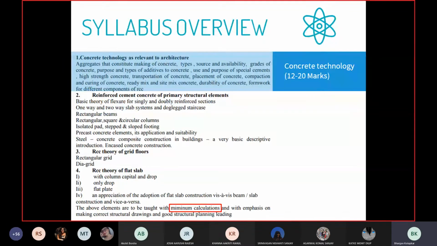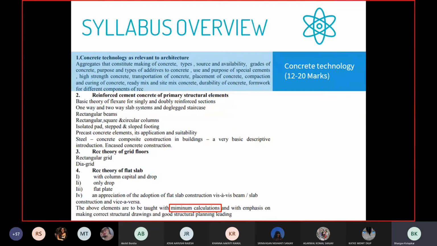specifically about concrete, the grades of concrete, the purposes and types of additives in concrete, the use and purpose of special cement, so various types of cement, various types of concrete, then the process that is involved in concreting, right from transportation to placement to compaction and finally curing. I understand from my previous experience that you've already learned this before, but I'm not sure if there has been any change in the syllabus lately, and for some reason you haven't learned these things before.